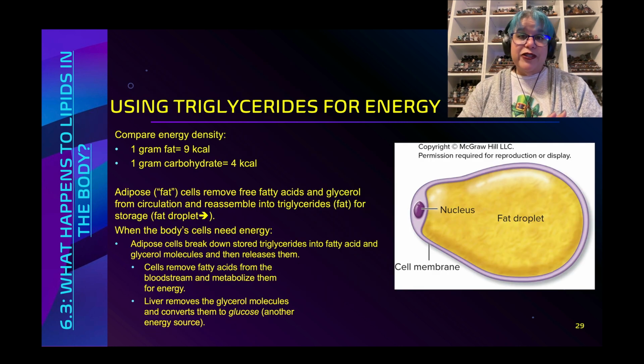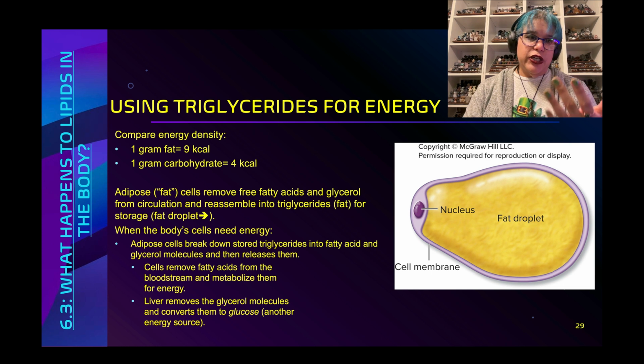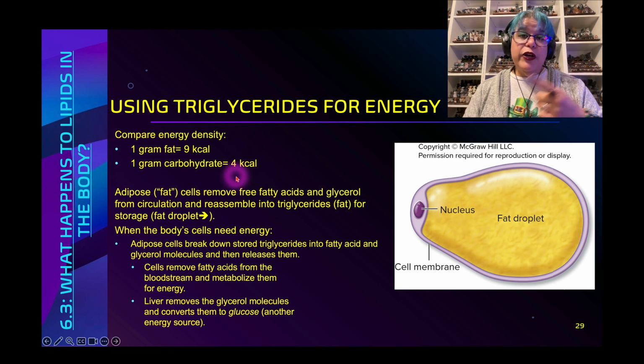So, using triglycerides for energy, because again, this is one of the things that we talk about. We use it for energy. So, comparing energy density. For 1 gram of fat, we get 9 kcals of energy, compared to 1 gram of carbohydrate, where we only get 4. So that's over twice as much energy.